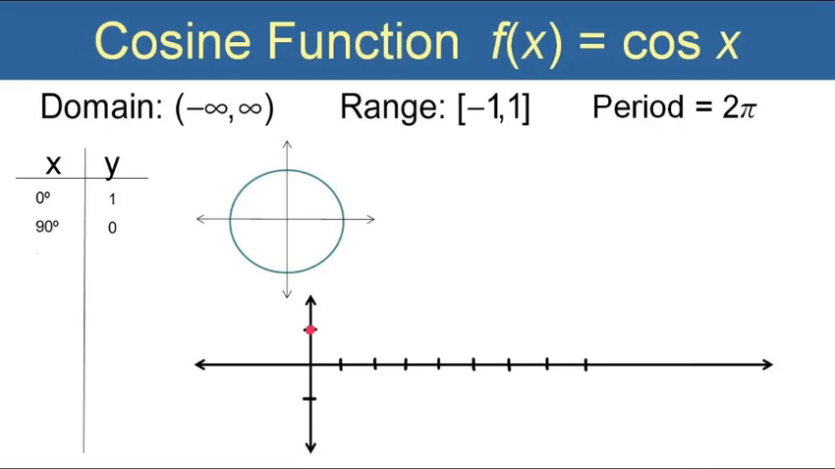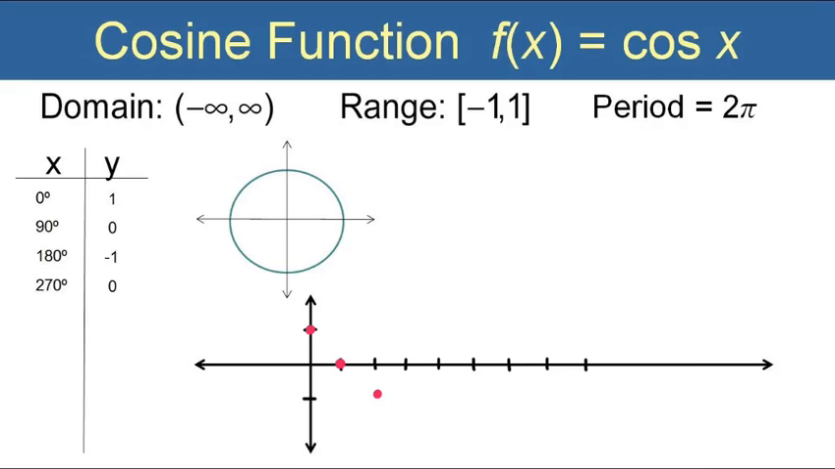Now let's go to 90 degrees. We know at 90 degrees, the cosine value is 0, so that will put us here on our graph. And then let's go on to 180 degrees. At 180 degrees, the point on the circle is (-1, 0), and therefore the cosine is -1. So let's put a dot at y equals -1.